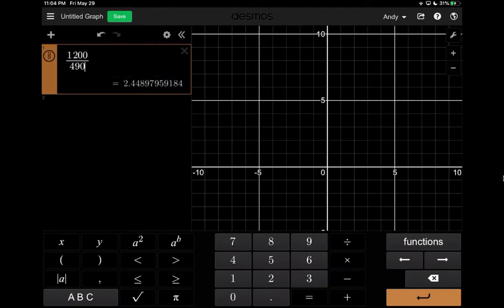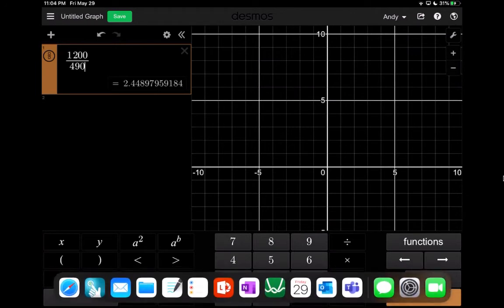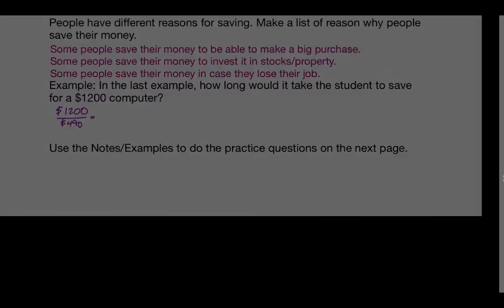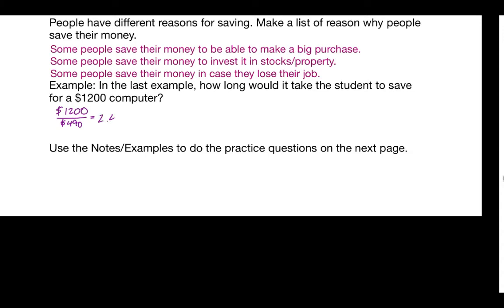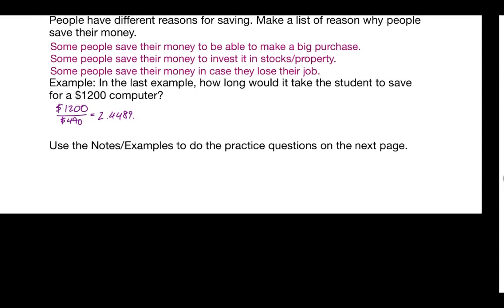So 1200 divided by 490. So it's approximately 2.4 months. So 2.4489 and so on. So this is the number of months, and you could say it's approximately 2.5 months.